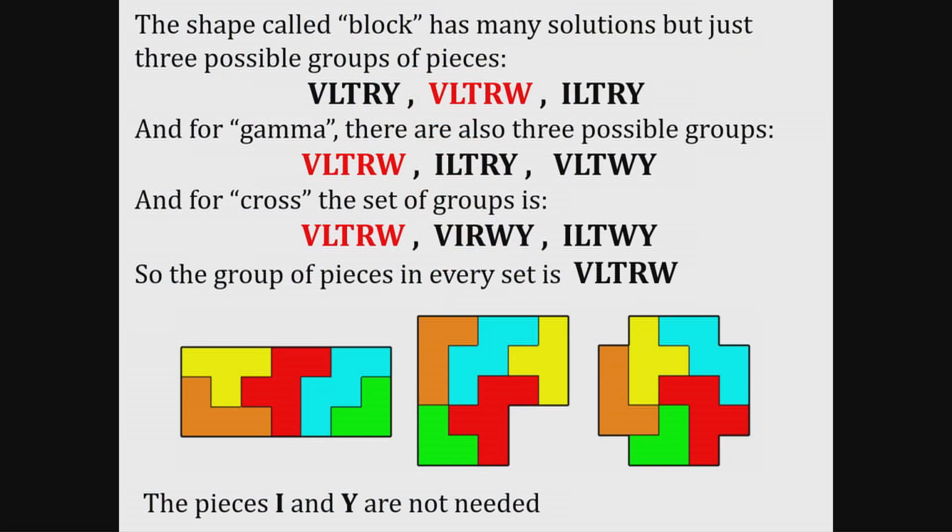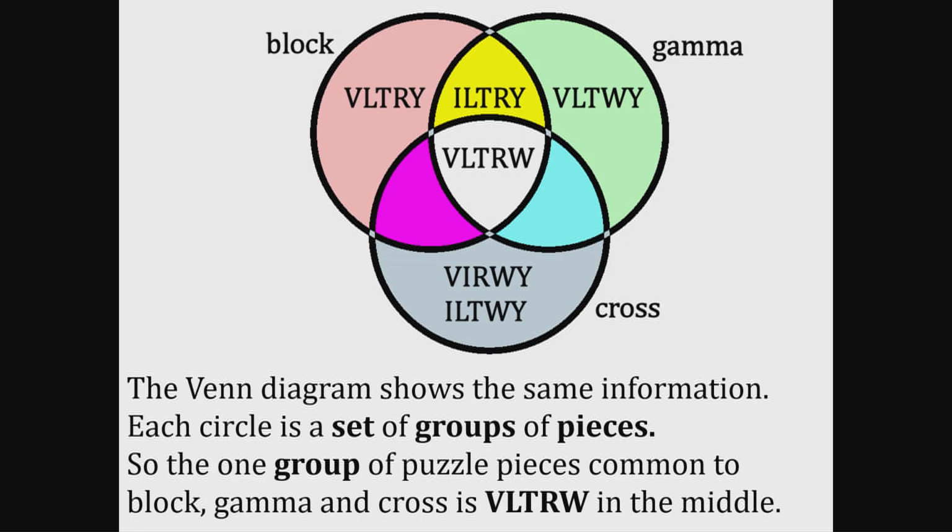So when I do the same thing with the block shape, I get another set of 3 groups. And for the gamma shape, the same thing. Now you can see that in the red lettering, the same group appears in each set. And so we've got a universal dissection of those three shapes. And here's another way of looking at it, done in a mathematical form. As you can see, each of the big circles is a set containing all of the groups that make up one particular target shape, either the block, the gamma, or the cross. And that group that we found before, VLTRW, is right in the middle.